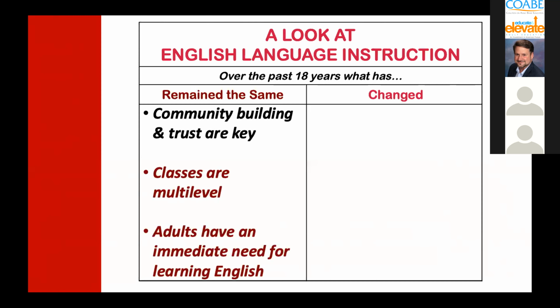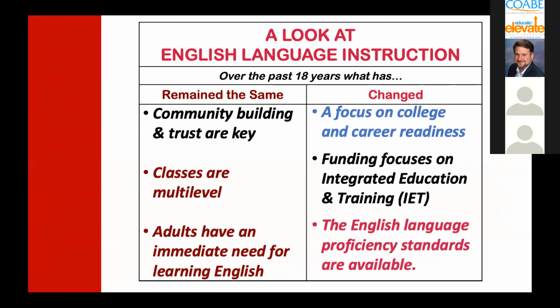So some things that Jamie and I think have stayed the same are community building and trust, the fact that classes are multi-level, and that adults have immediate need for learning English. And some of the things that we thought have shifted in the last 18 years is the focus on college and career readiness. Moving away, not saying that life skills aren't essential, but that's not the key that we're looking at. We're looking at college and career readiness, that our funding is focused more on integrated education and training, workplace and career pathways. And probably most impressive for us right now is that the English Language Proficiency Standards are available.